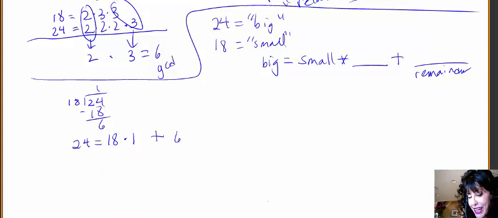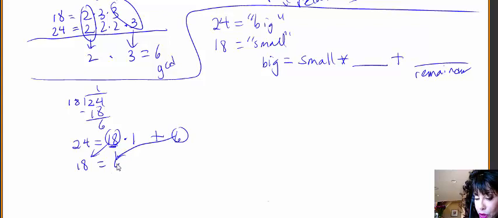I hope that you can agree with that. Now the idea here is to pick a new big and a new small. So 18, which used to be the small, is now going to turn into the new big. So he sort of gets a new role here. And the remainder, which was a 6, he's going to take on the role of the new small.